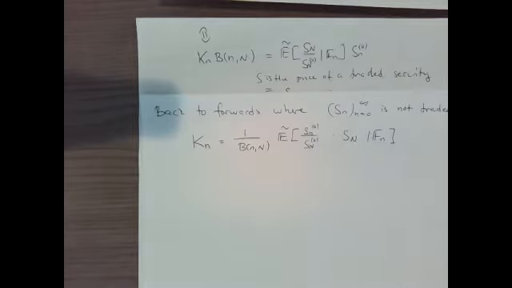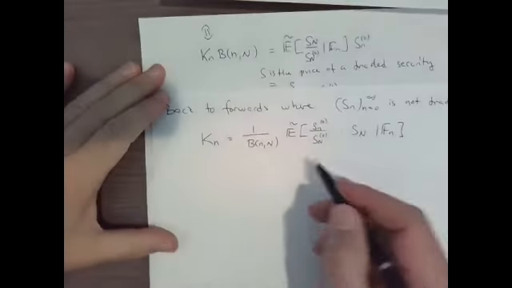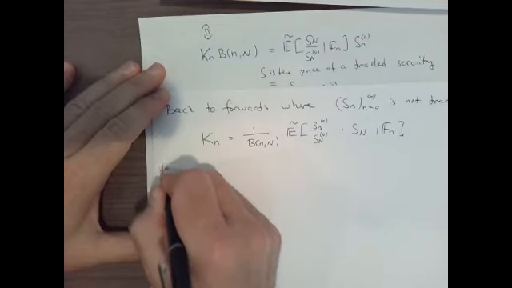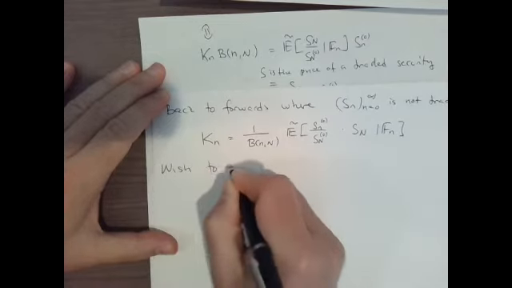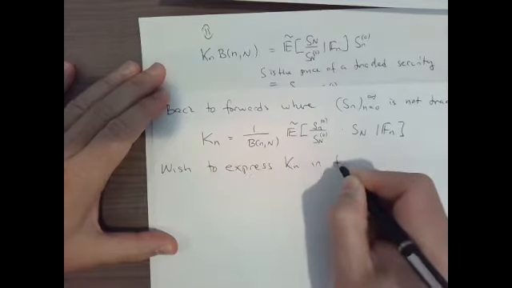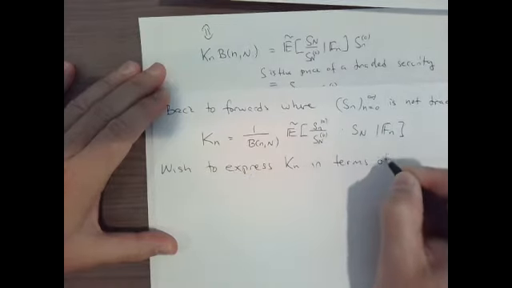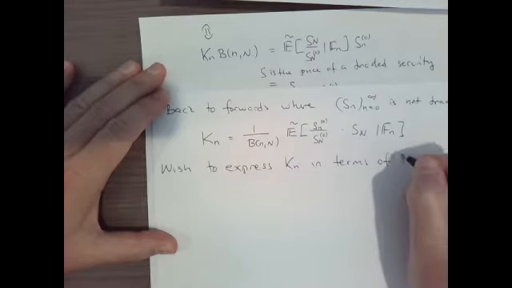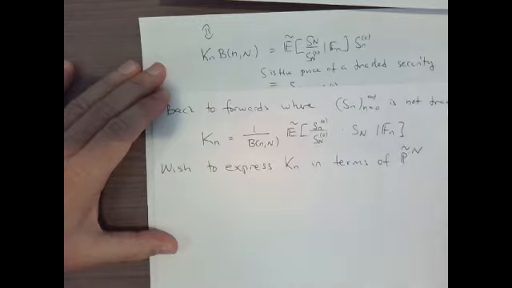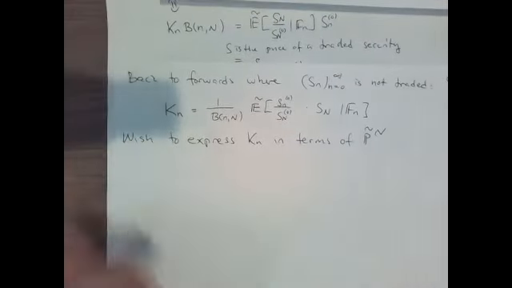So how do I get this thing to work? We want to express this. So we wish to express K_N in terms of P tilde, it's going to be P tilde N.